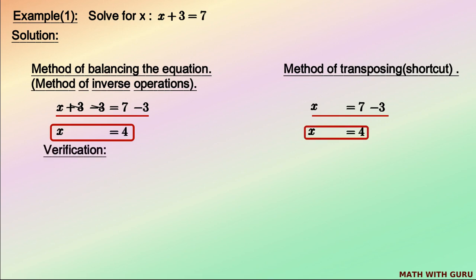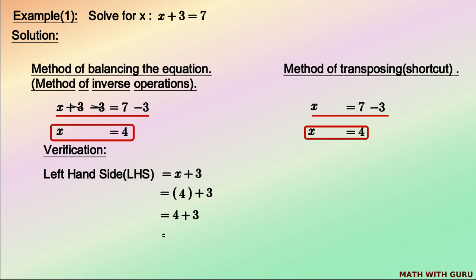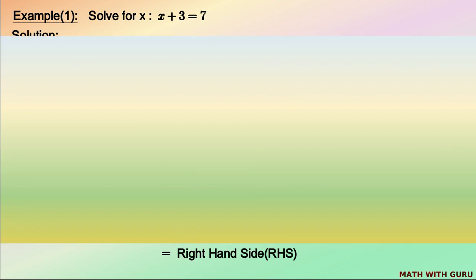How do we ascertain that our answer is correct? Let us verify. Let us start from the left hand side. Left hand side is equal to x plus 3. Substitute the value of x. X is 4 here. 4 plus 3 equals 7. That's what we have on the right hand side of the equation. This is equal to right hand side.